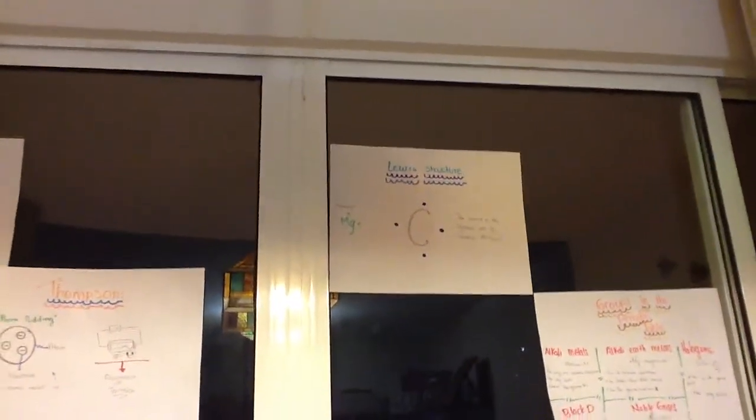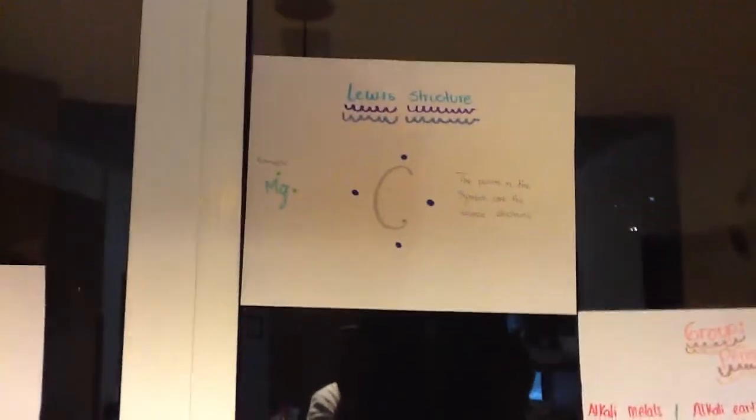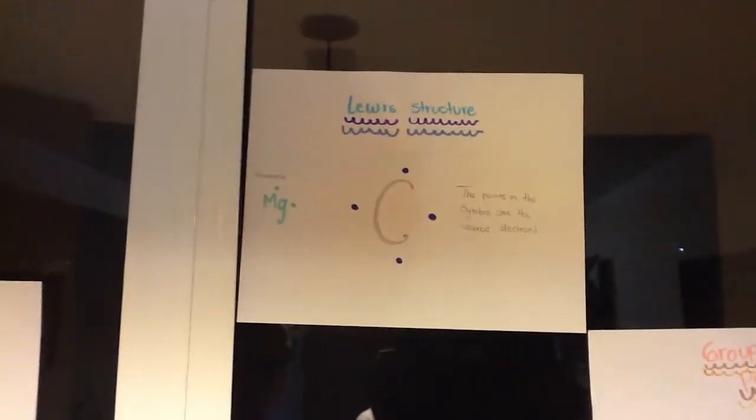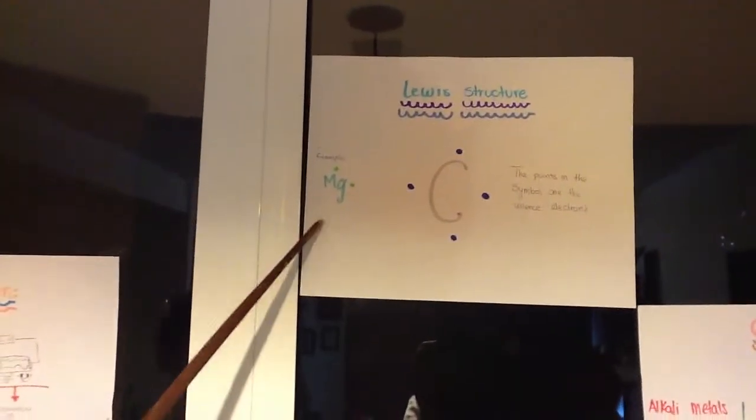Then we have the Lewis structure. That is a form to put the valence electrons in the symbol of the element. For example, we have carbon. Carbon has 4 valence electrons, that are the electrons in the last shell. Another example is magnesium, which has 2 valence electrons. That is the image of the Lewis structure of magnesium.